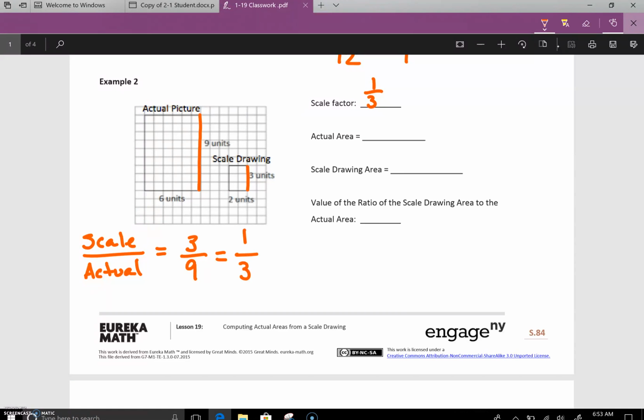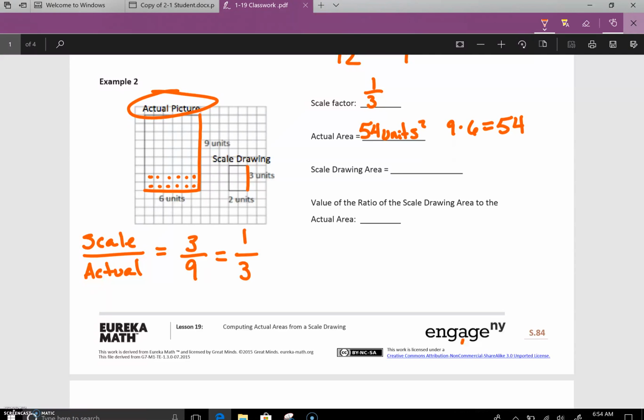Meaning that our scale drawing is 1/3 of the size of the actual picture. Now we're going to calculate actual area. So look to make sure we're looking at our actual picture. And we have 9 times 6, length times width. And that's going to give us 60. I was going to say 64, not 64. It's going to give us 54. So we have an actual area of 54 square units. If you counted every square unit inside that figure, it would add up to 54.